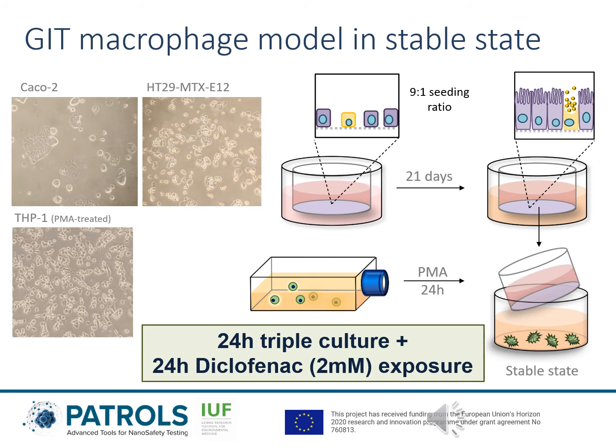The model combines 3 cell lines: Caco-2 and the E12 clone of the HT29-MTX cell line, which were seeded in a 9:1 ratio on transwell inserts and differentiated for 21 days. PMA-differentiated THP-1 cells were then added to the basolateral side of the transwell setup to initiate the triple culture. These cultures were maintained for 24 hours before the exposure experiments using diclofenac were started and maintained for another 24 hours.